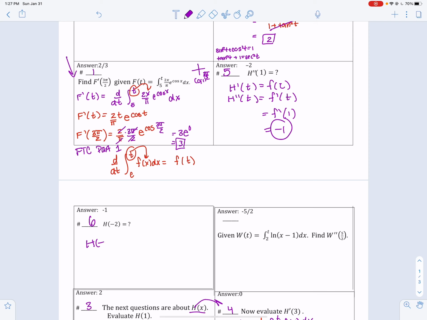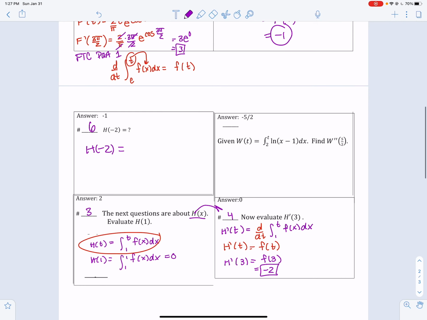Okay, so that brings me to 6. What is h of 2? That is, what is the integral from 1 to negative 2 of f of x dx? Notice how it goes from 1 to negative 2. Usually we go from a value where a is less than b. But what happens if a is greater than b? Well, we can flip them. We can use the property that says this is the same as the integral from negative 2 to 1.